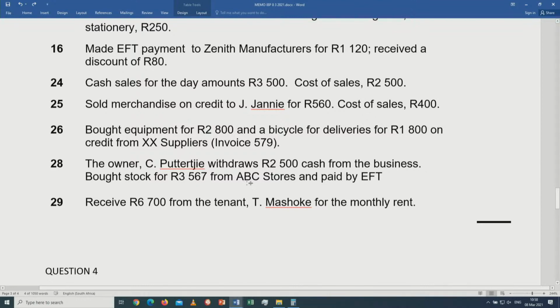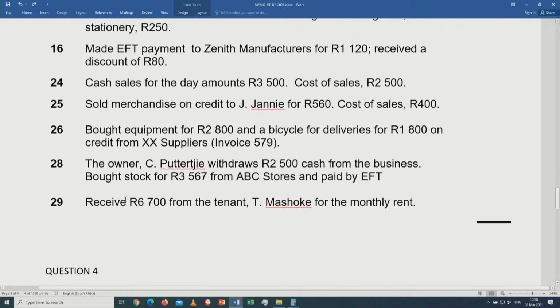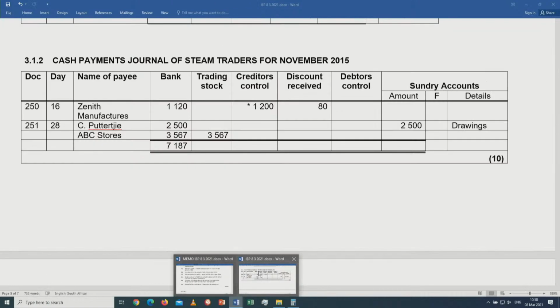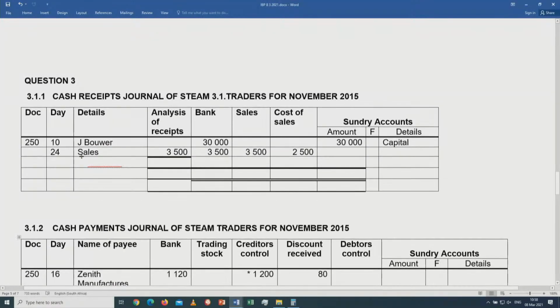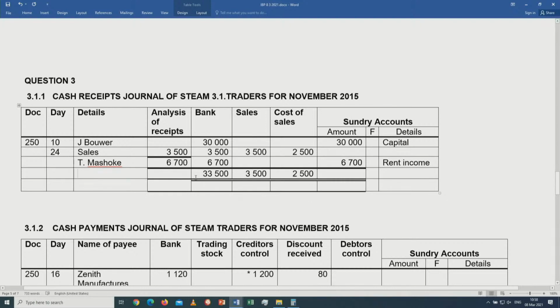Then let's go to the next transaction. Bought stock of 3,567 from ABC stores and paid by EFT. In the cash payment journal, ABC stores, you paid 3,567. What was it for? It was for trading stock. All right. Then the last transaction. Received 6,700 from the tenant T. Mashoke for the monthly rent. So we received the rent. In this case, you must go to the cash receipts journal. Under bank, we received 6,700. Under sundries, it's 6,700. Then it's rent income.